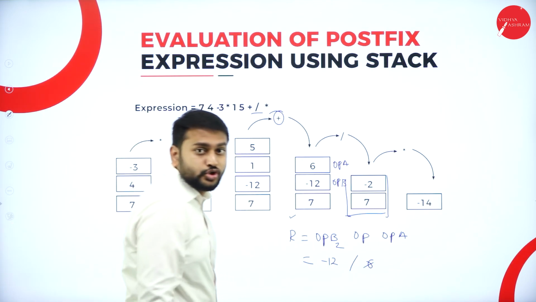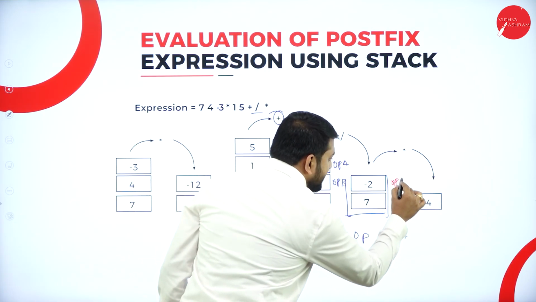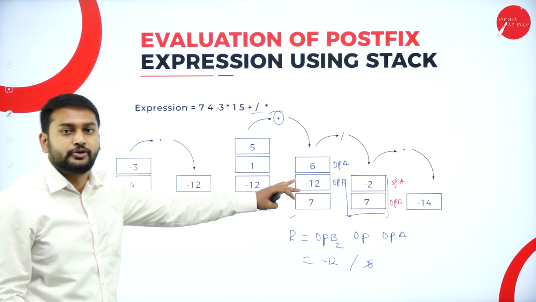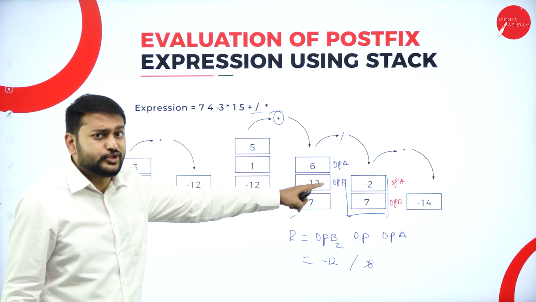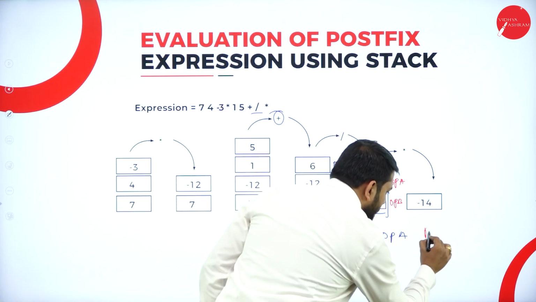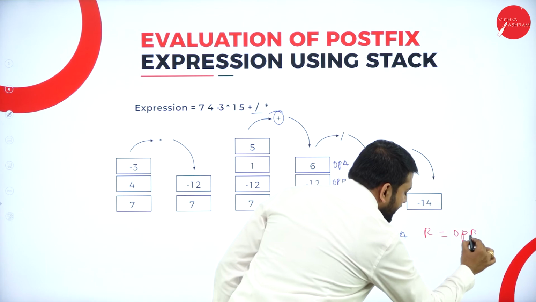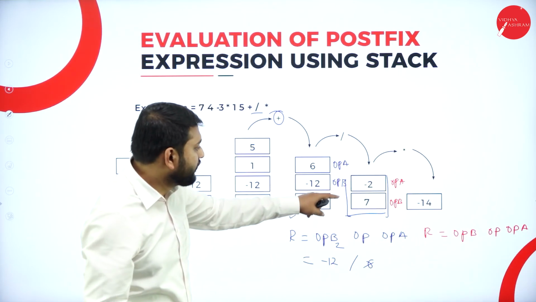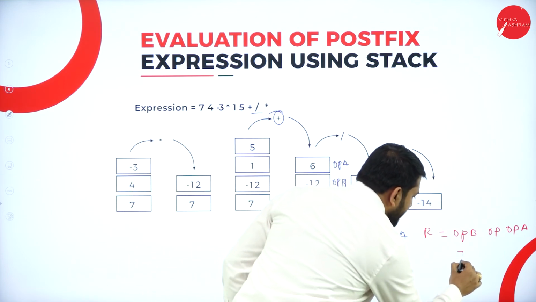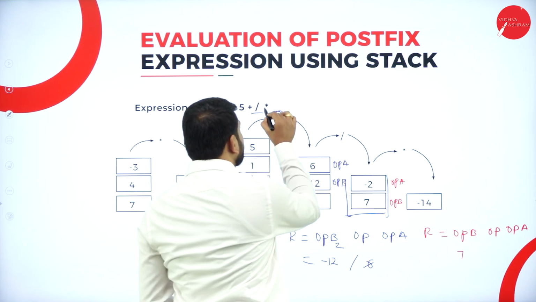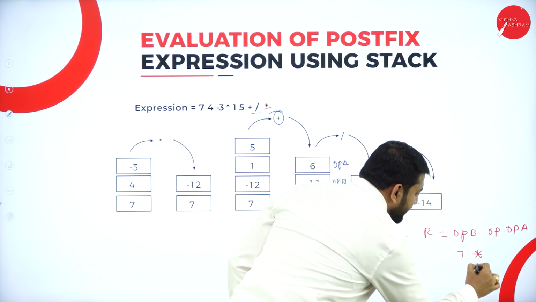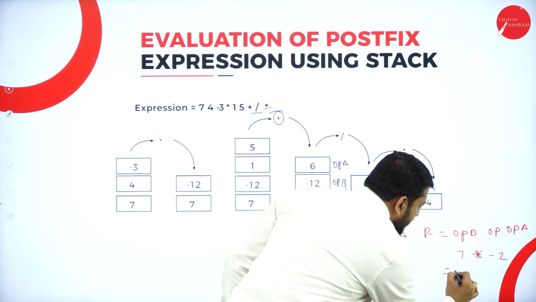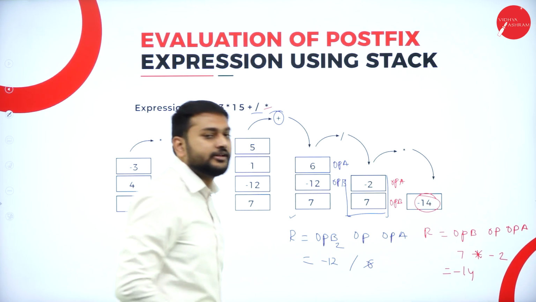So how do I do it? Guys, this is my stack. I will treat this as OPA and OPB. Let me change my pen color so that you will be able to understand. It's very simple, right? You will perform the formula: R is equal to OPB operator OPA. What is the value of OPB? You have 7. What is the operator you have? You have star, that's the last operator. So 7 into OPA. What is the OPA? Minus 2. So it's going to be minus 14. That's what I have in the stack.